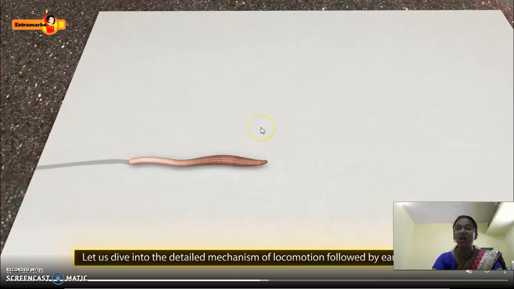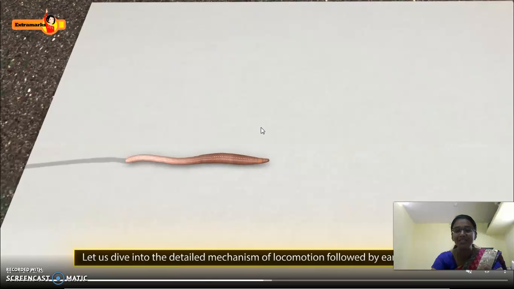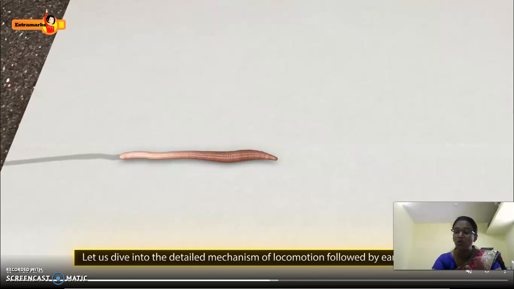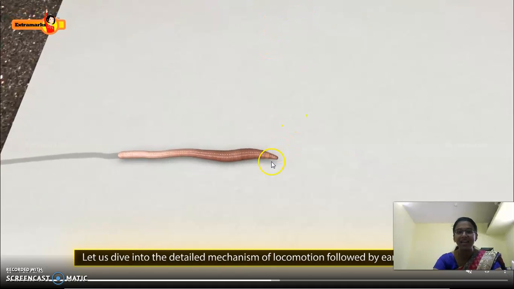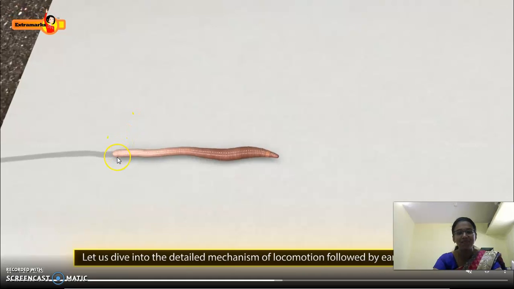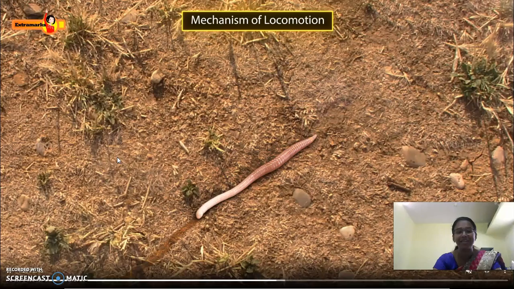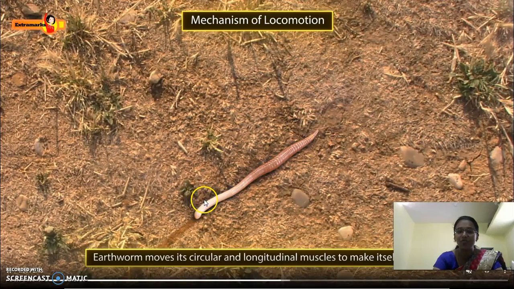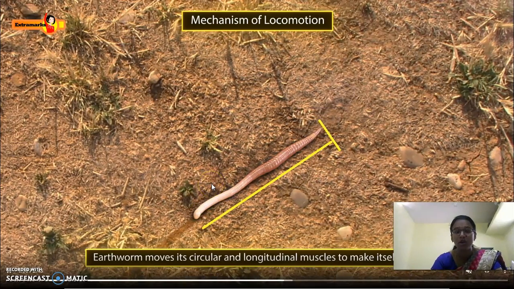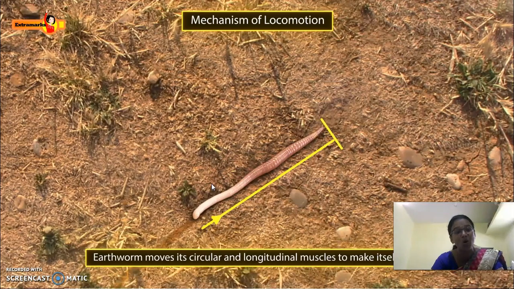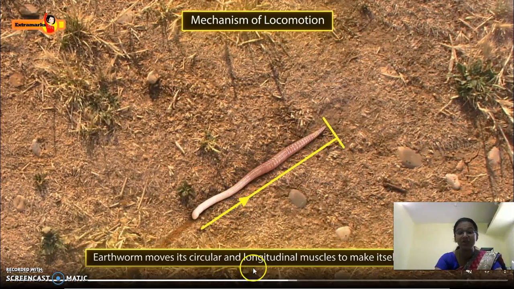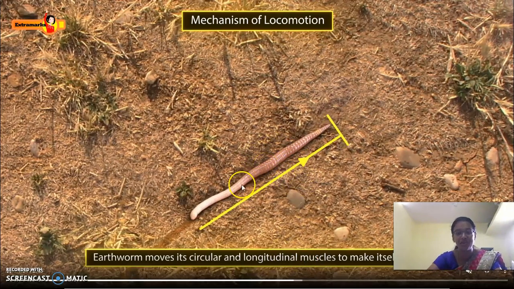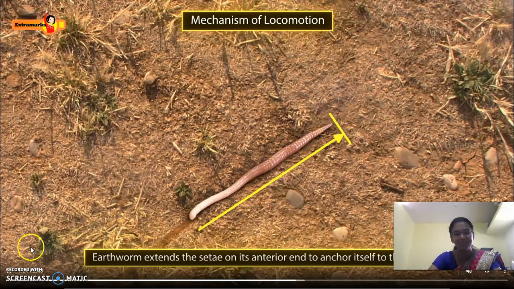Okay children, now we will see how it moves. What is the mechanism involved? I told you, contraction and expansion. How does this process take place? It has a head and a tail, or we can call it an end. The mechanism of locomotion is nothing but how it moves. Mechanism is nothing but the process involved in it. Earthworm moves using its circular and longitudinal muscles, so it moves its muscles to move from one place to the other.